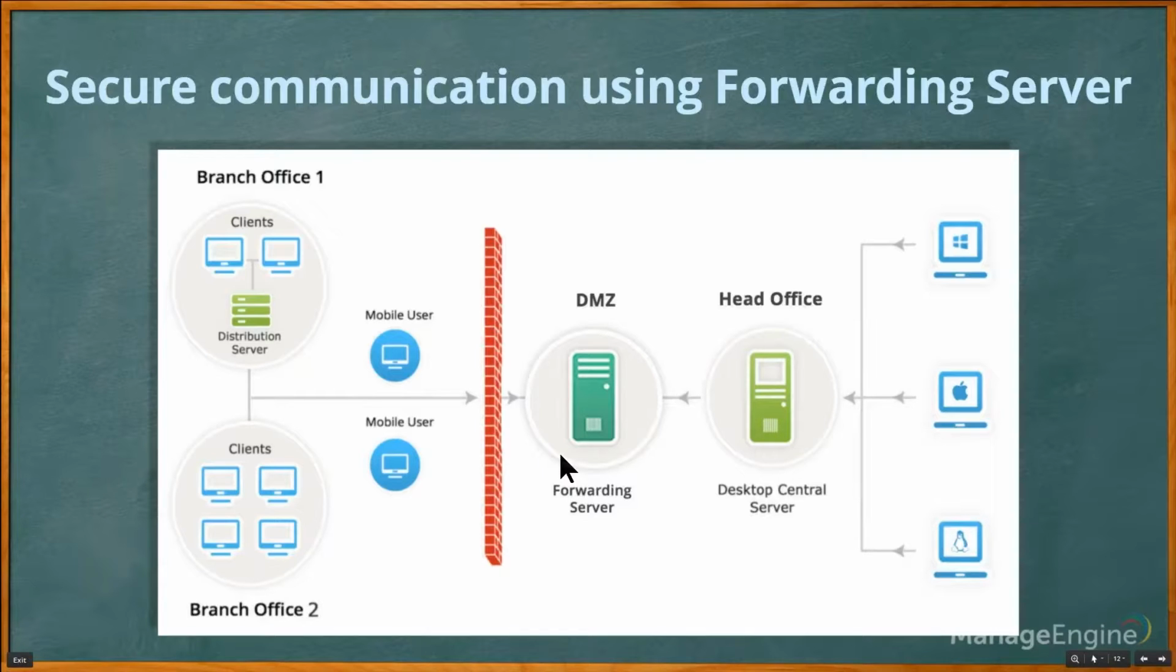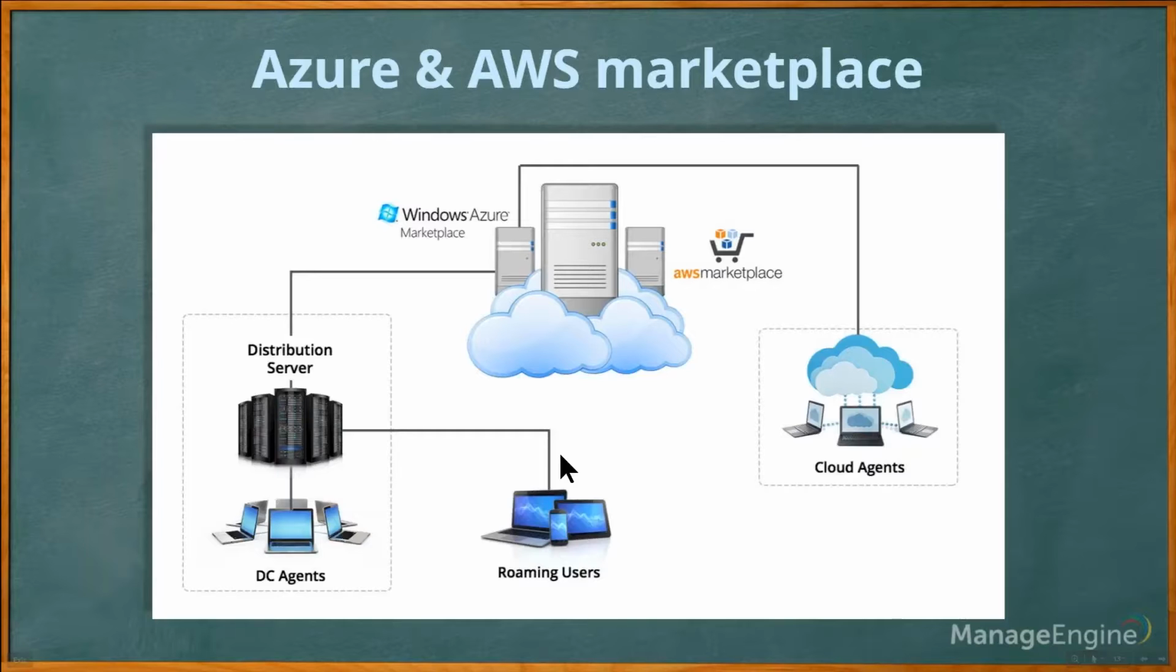What if all my agents are roaming users? Then you can host your Desktop Central server on an AWS or an Azure cloud instance, where you will be able to manage all your roaming users and in fact LAN users as well. When you go for an Azure or AWS setup, the advantage is that it is a cost-effective solution, as you don't have to invest in hardware.